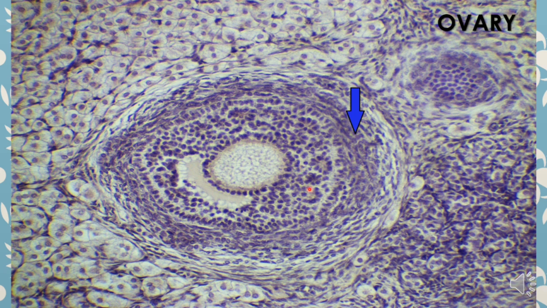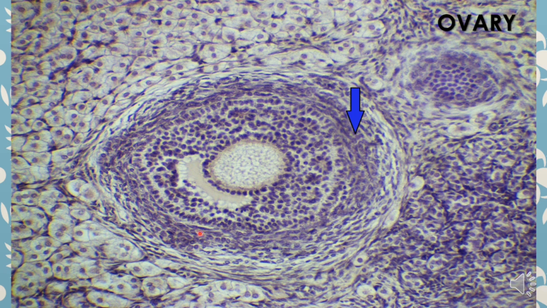Now, in these sections, you can see the follicles increase in size and follicular liquid begins to accumulate between the follicle cells, forming a crescent-shaped cavity. This cavity is called the antrum. When the follicle shows a crescent-shaped cavity, it is called the antrum.